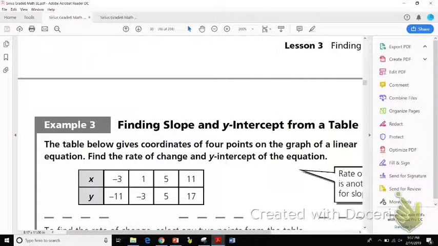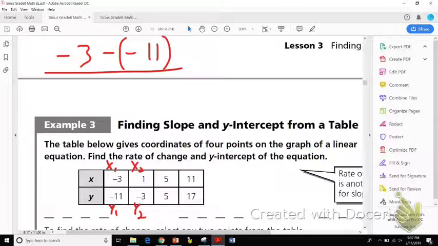Alrighty. So next, ladies and gentlemen, we're going to be determining the slope and y-intercept from a table. So determine the slope. The formula stays the same, kiddos. The formula is the same. That has not changed. So once again, please remember, guys, to label these x1, x2, y1, y2. So now let's plug everything we need into the formula. We have -3 minus -11 divided by 1 minus -3.